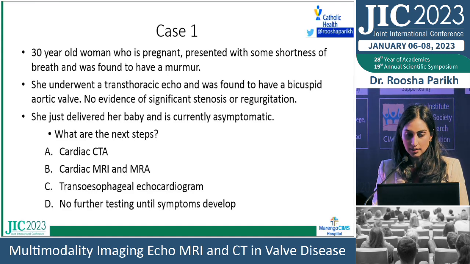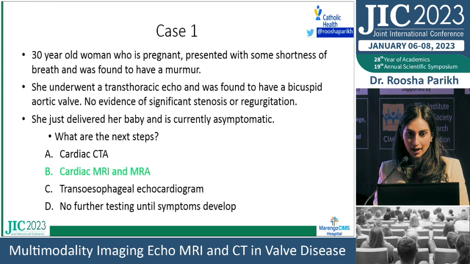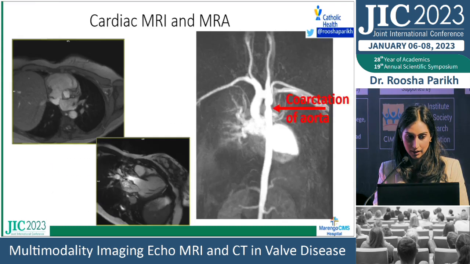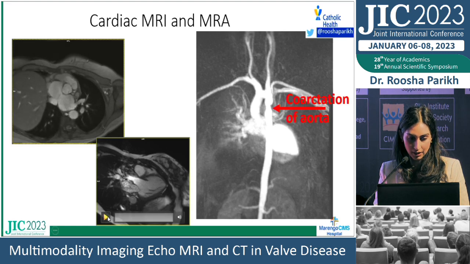So you guys answered C. All of the answers could be correct for this patient, but let's talk about the most cost-effective one: cardiac MRI and MRA, and I'll go over why. So this is an MRA, short axis of the aortic valve cine image showing the bicuspid valve of this patient. You can see that the left and right coronary cusp are fused, there's no raphe. So this confirms the bicuspid aortic valve.